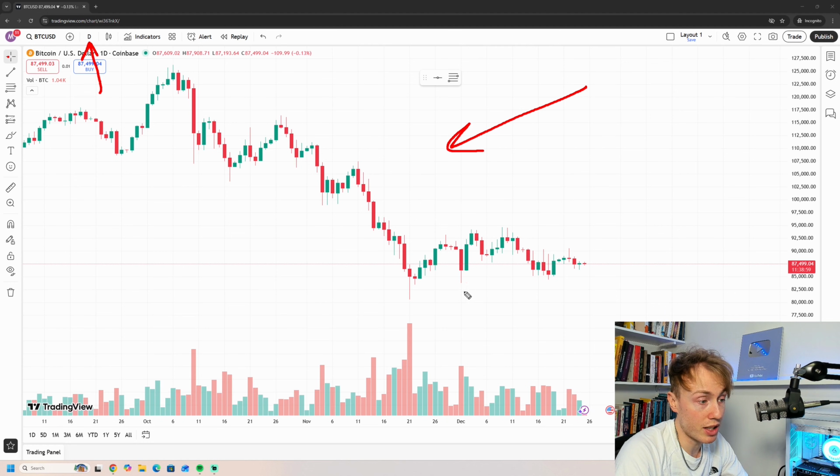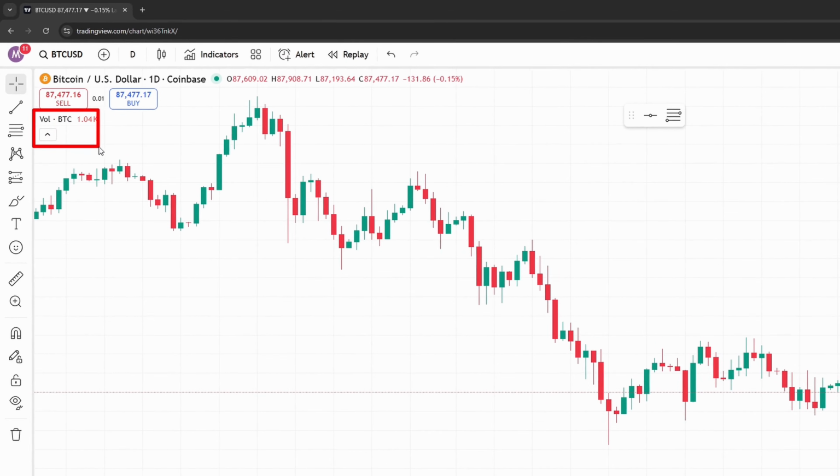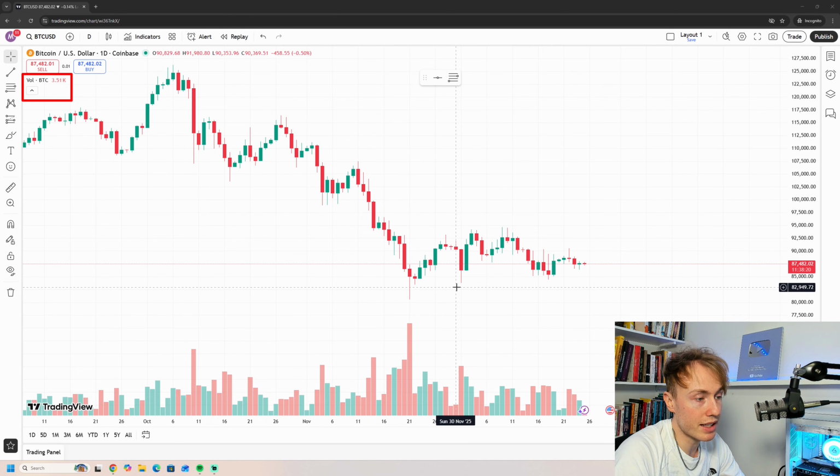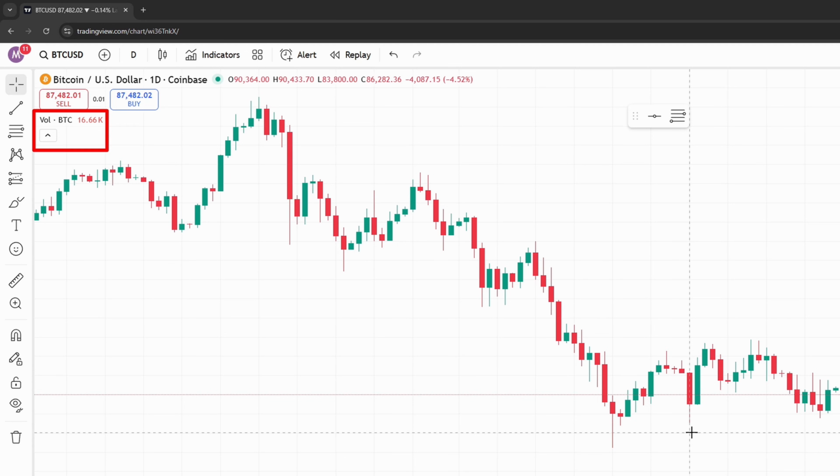So if we look at, for example, this red candle right here, we can see that the volume bar represents how many Bitcoins were traded during that red day, during that day where the price fell. And to find out the exact amount, you want to look here where it says vol BTC, and right now it says 1000 Bitcoin. But to see the specific number of that day, you need to hover the mouse over the correct day. And now when we hover the mouse over this red day right here, you can see that we have 16,000 Bitcoin traded during that day.